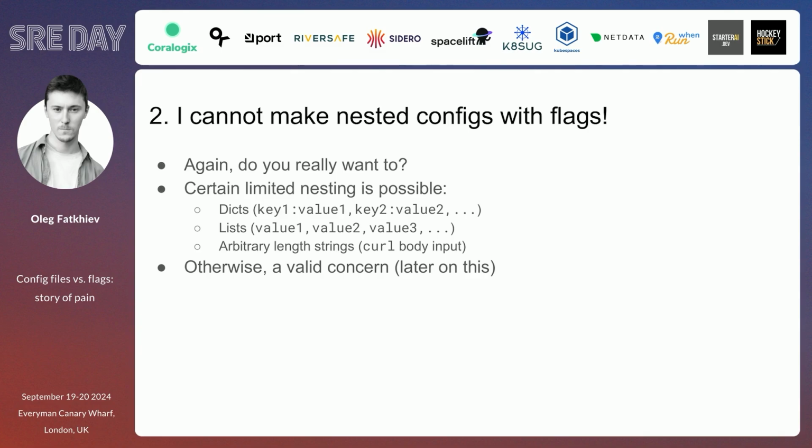If you still need it, some limited nesting is possible. We can use dicts or maps, lists, and arbitrary length strings, and a lot of CLI tools use it, and even a lot of applications, the daemons, use it as well. It also has a unified format. But otherwise, it's a valid concern, really. Unfortunately, sometimes we do need nesting. We're going to talk about it later in this topic. But yeah, otherwise, it's a valid concern.